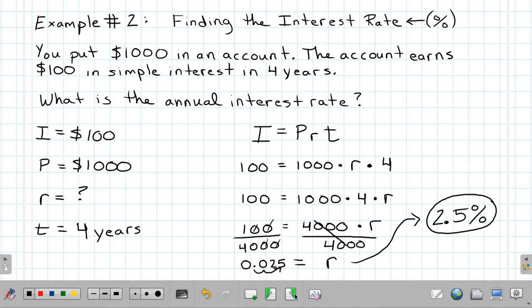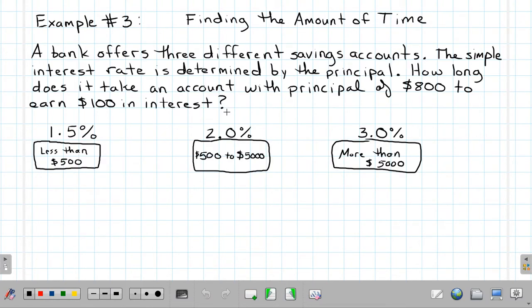Now, when we go to number 3, this is going to be very similar, except first off, we found interest, now we found R, so we found I, we found R. Well, now let's look at an example where we've got to find T. So we've got to find the amount of time something was in an account.